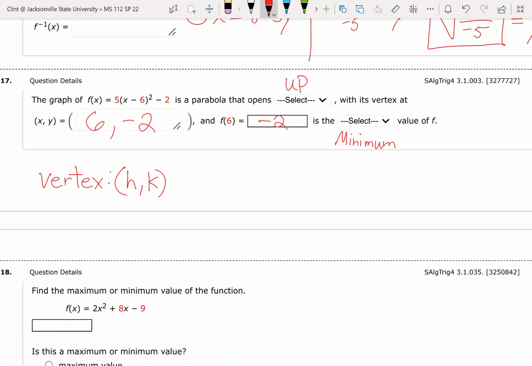We've always got one or the other, but we only have either a minimum or a maximum, and it depends on if it opens up or down. Okay.